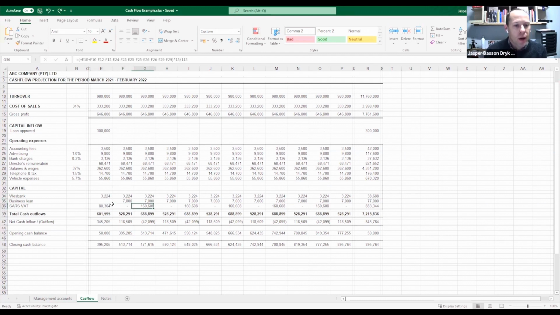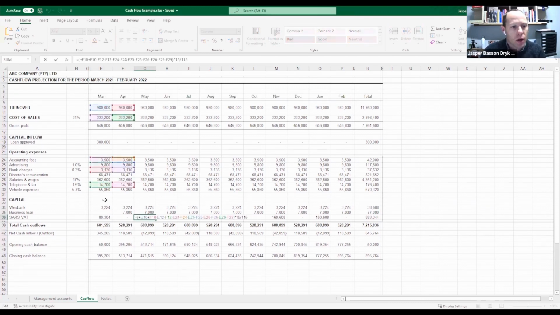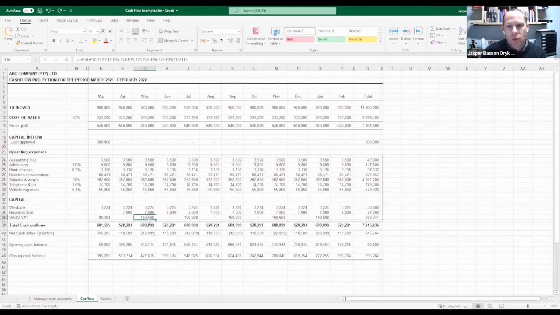And then your VAT is in here as well. Which is nice about this cash flow is I actually made provision. I already did the calculation based on the figures. So the VAT is automatically calculated here as well. If I change anything on the top here, the VAT automatically changes to the potential correct figure that I need to pay every second month.